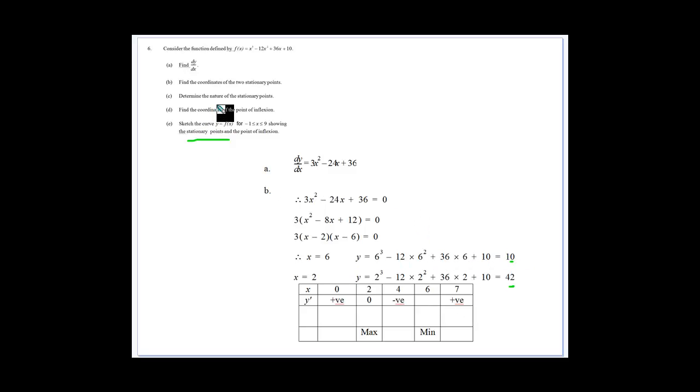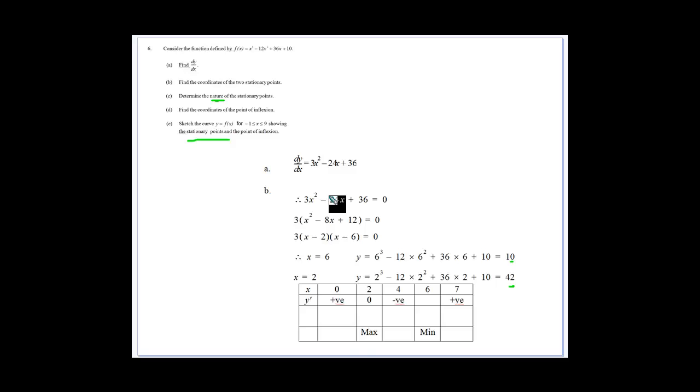We will then determine the nature of the stationary points. Well, are they maximum, are they minimum turning points, or are they horizontal points of inflection? So we test 0 and 4 before and after 2, and 4 and 7 before and after 6. So we test them in the first derivative. Any of these values, we can sub back into it.